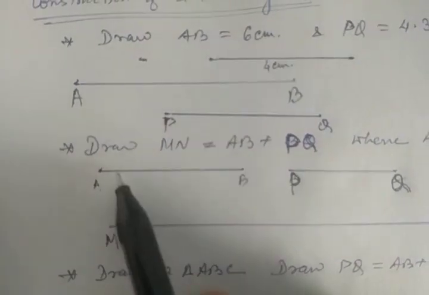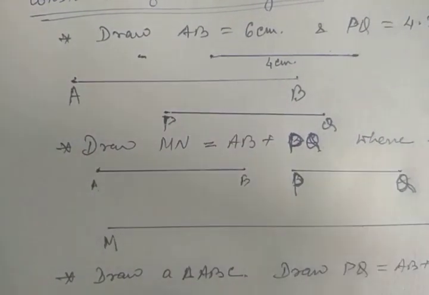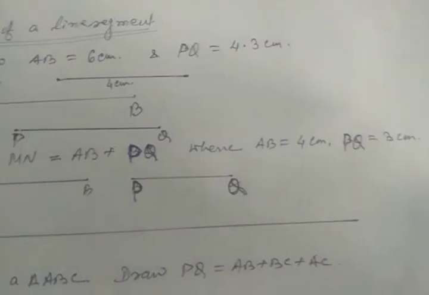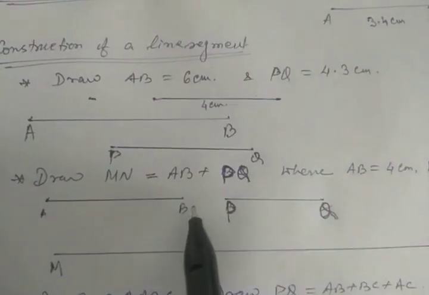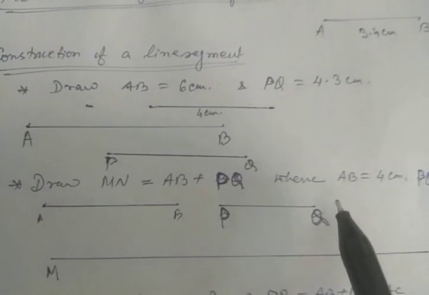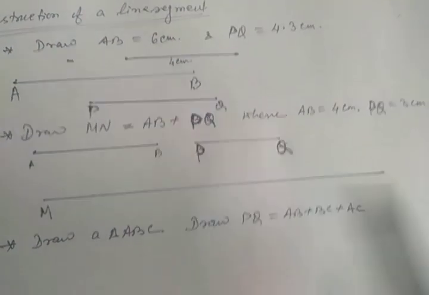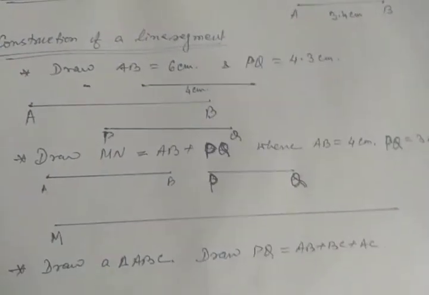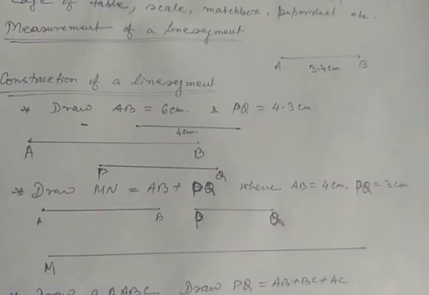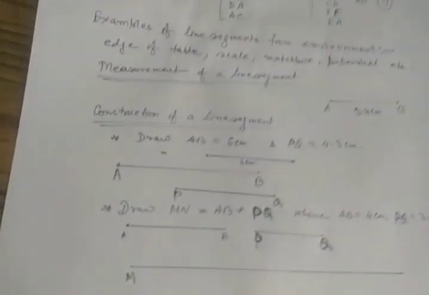Okay. Now the next question says: draw MN equal to AB plus PQ, where AB is 4 centimeter and PQ is 3 centimeter. So at first we have drawn this AB and also PQ. It is 4 centimeter and it is 3 centimeter. Draw a big line. Now put here M. Now you have to take the compass. Okay, use your compass. At present I do not have the compass. Just see now, put your compass.